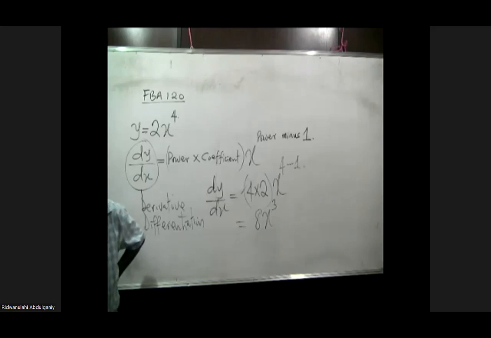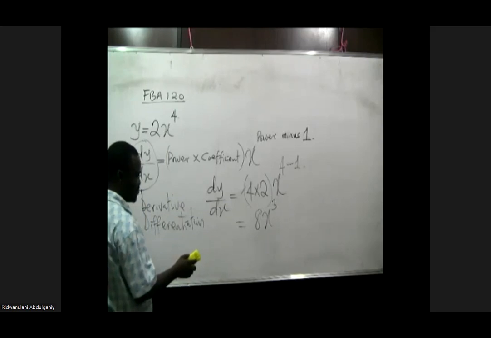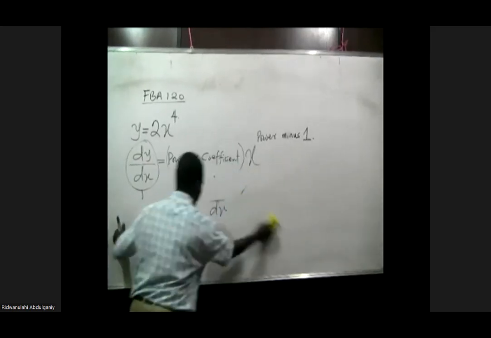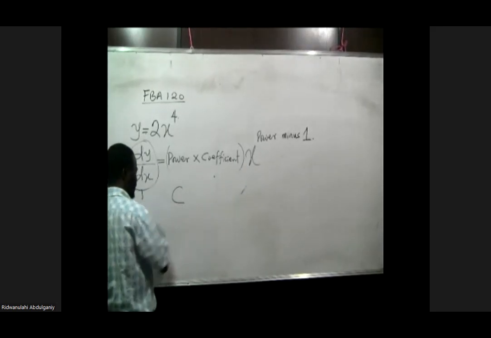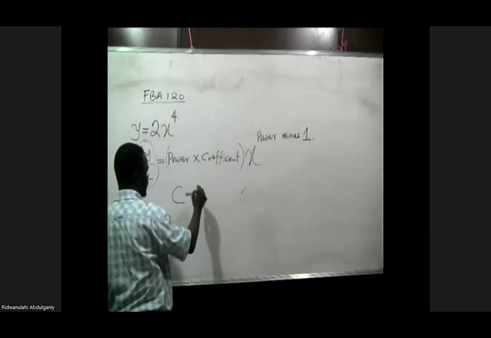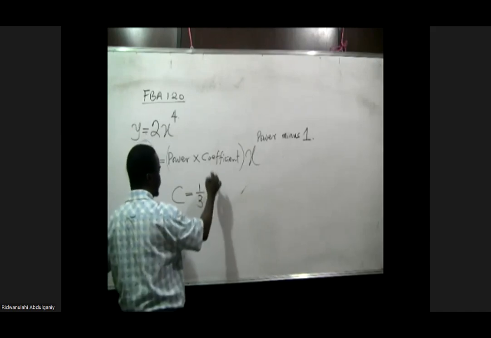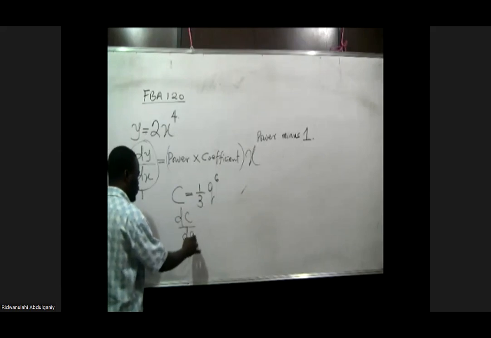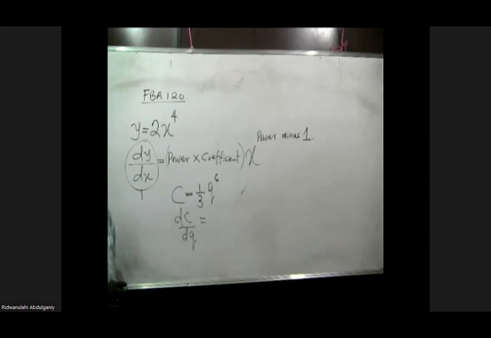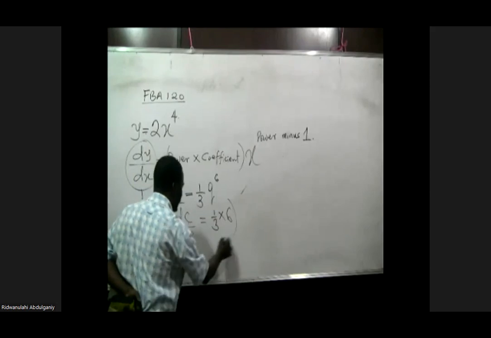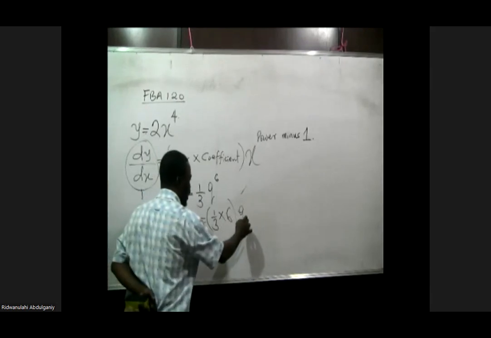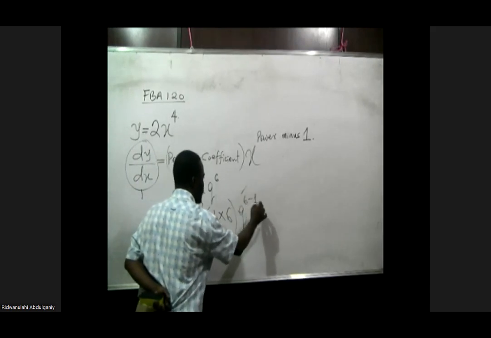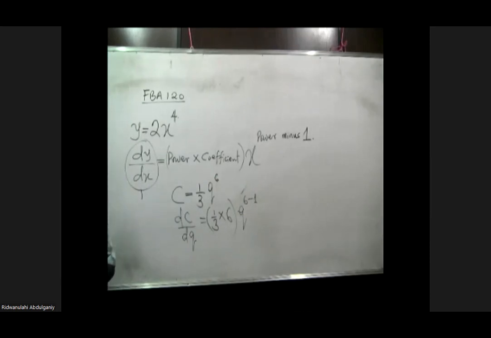Okay, Zakaria, kindly unmute yourself. Hello, sir. Can you hear me? Yes, I can hear you. Let me change the question. I want a response from you. Suppose it is written as C equals 1/3 Q raised to power 6. I need the derivative of C with respect to Q. What are we going to do? 1/3 multiplied by 6, correct? Q raised to power 6 minus 1. You got it right.